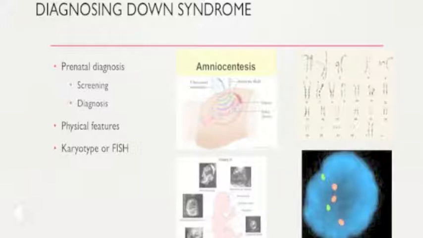Karyotypes confirm it. That is a mapping of all of the baby's chromosomes, and we would see the third 21st chromosome. Or they can do a FISH test, which also looks for 3 copies of chromosome 21, and this is a newer test and it's become quicker to confirm. So either one, the karyotype or the FISH, is what we do after birth.